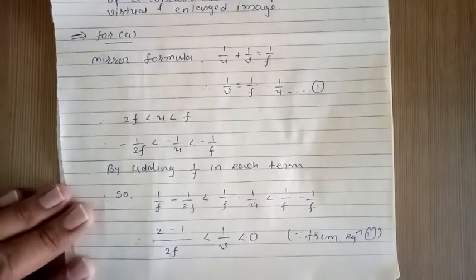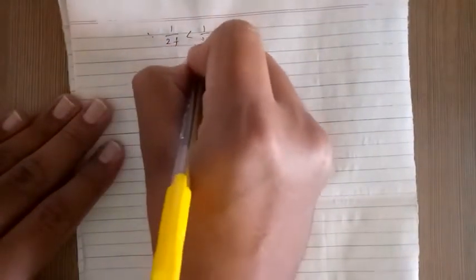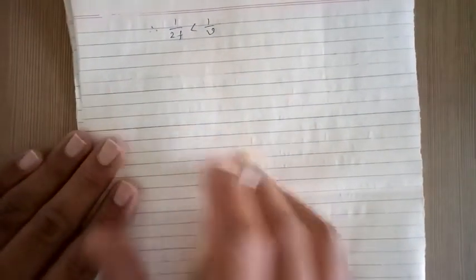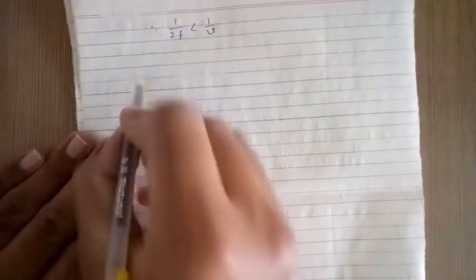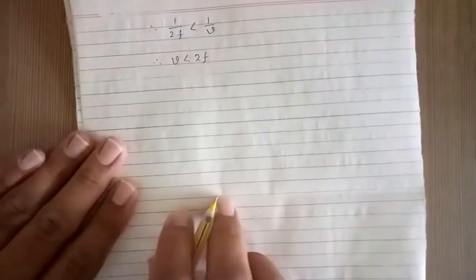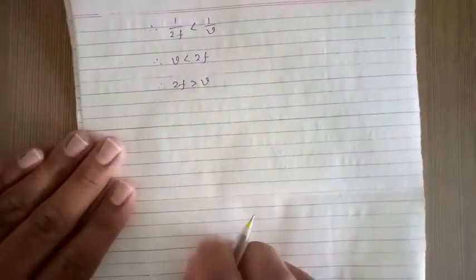Okay. Here 2 minus 1, so 2 minus 1 is 1. So 1 upon 2f less than 1 upon v. Right? So by cross multiplication, v less than 2f, we can write like this, or we can also write that 2f greater than v.